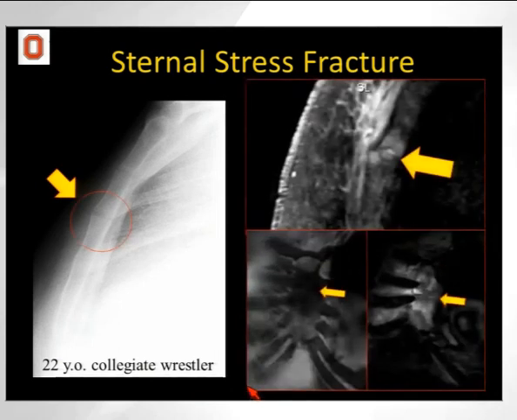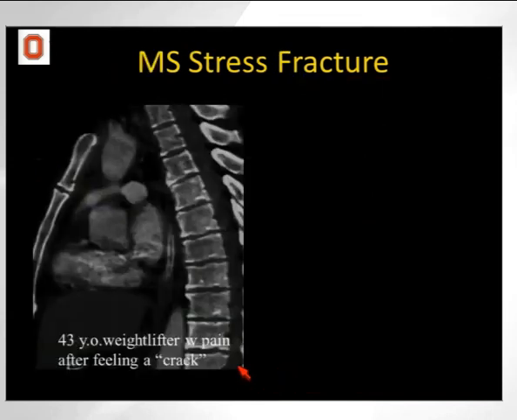So the MR is diagnostic. There's intense bone marrow edema. There is irregularity of the cortical margins. So this is very prototypical of a stress fracture between the first and second sternal segments. Here we have a little older weightlifter.